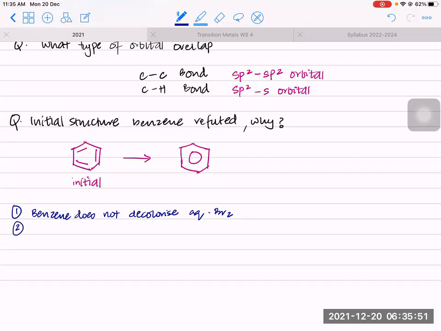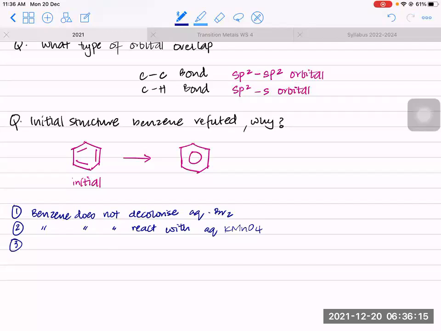So it is not acceptable. Other than that, benzene does not react with KMnO4. If you remember, alkenes would get oxidized with cold dilute and with hot concentrated KMnO4, but benzene does not. So that's why you can't say that it has double bonds like alkenes.